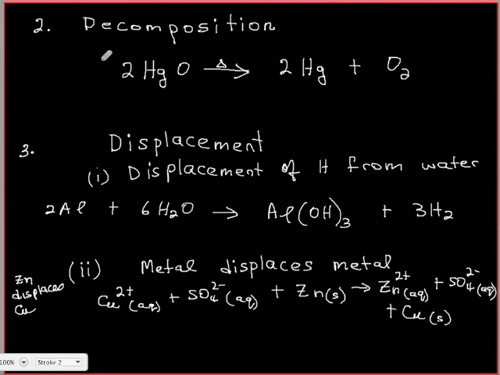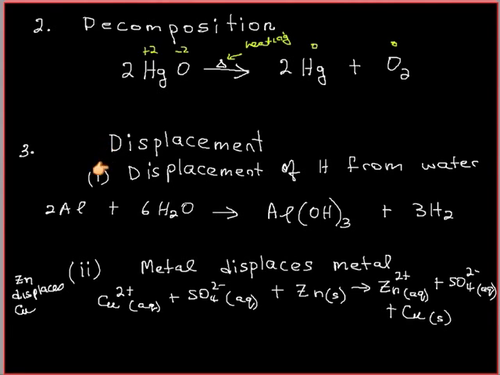The second type of reaction is decomposition, and if you heat mercury oxide, this, by the way, is a symbol for heating, you can see again -2, +2. Mercury went from +2 to 0, so mercury was reduced, while oxygen went up, so the oxygen is oxidized.